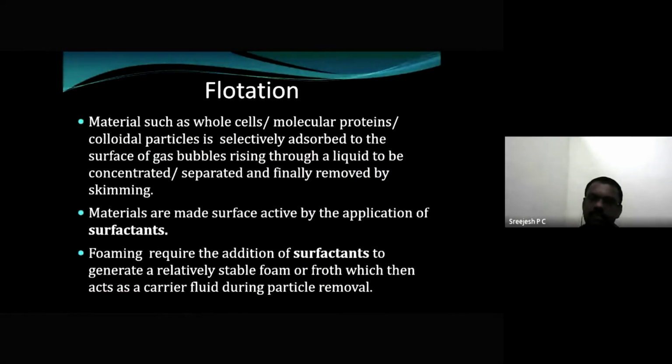So this is the general method of flotation that we have already discussed. What kind of materials can we separate using flotation? You can separate whole cells, proteins, or colloidal particles, which will be selectively adsorbed to the surface of the gas bubble rising through the liquid, to be concentrated or separated and finally removed by skimming. So this is a summary of how flotation works and what kind of material we can separate using the flotation process.